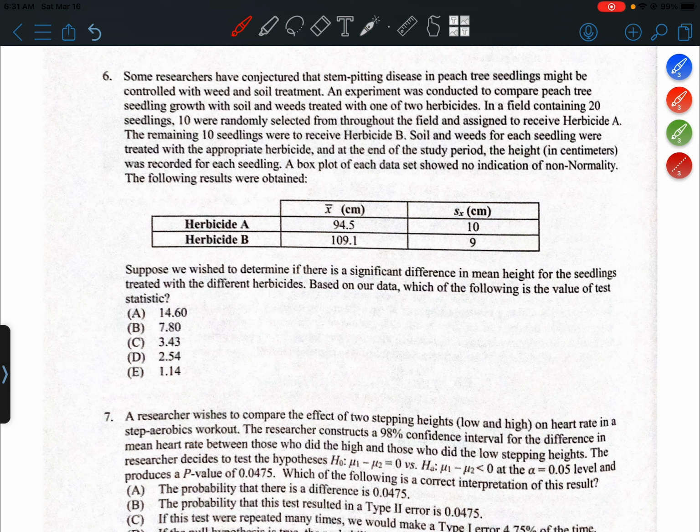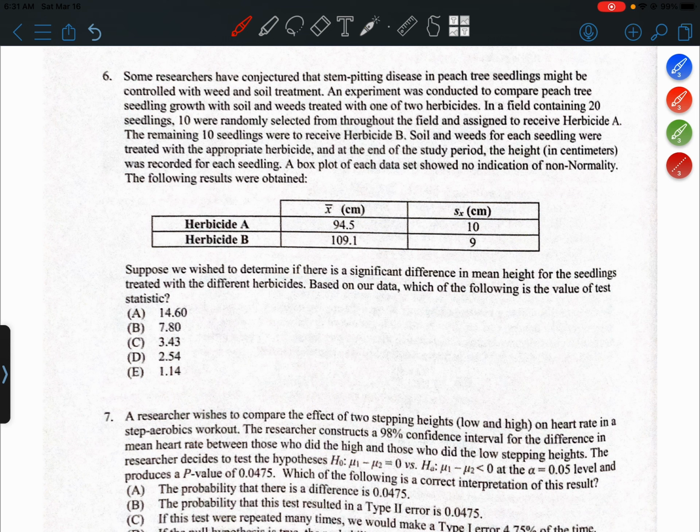Soil and weeds for each seedling were treated with the appropriate herbicide, and at the end of the study period, the height in centimeters was recorded for each seedling. A box plot of each dataset showed no indication of non-normality. The following results were obtained. All right, so we've got the sample means, x bar, and the standard deviations.